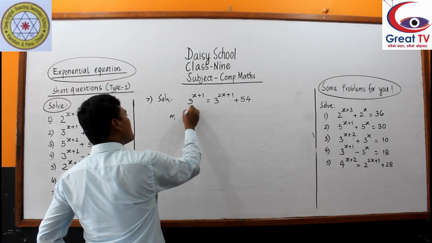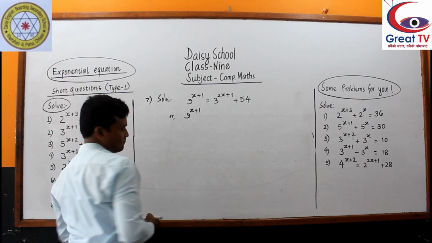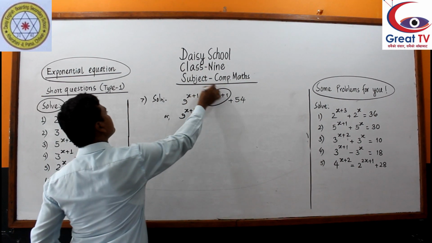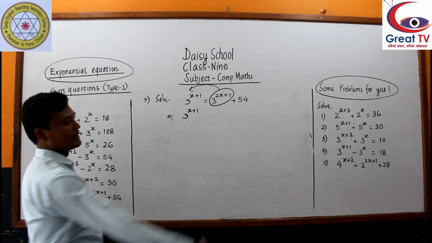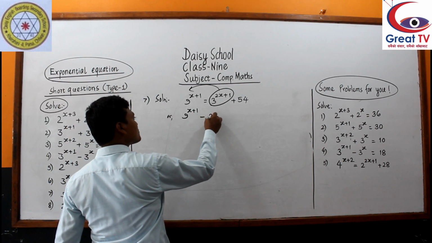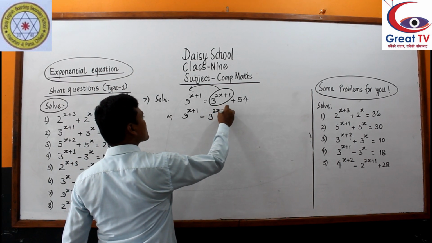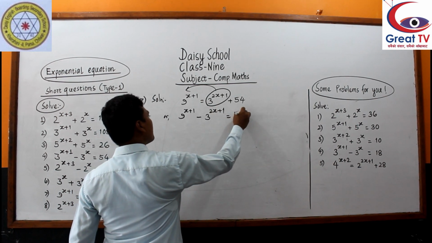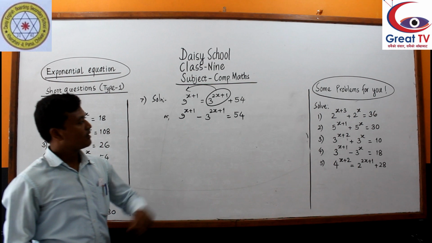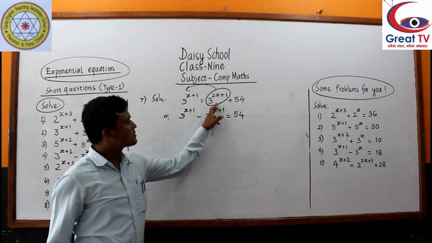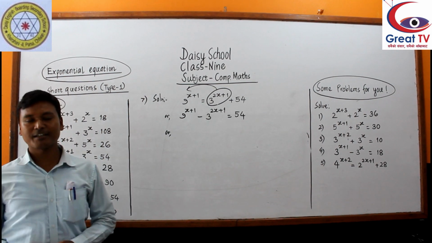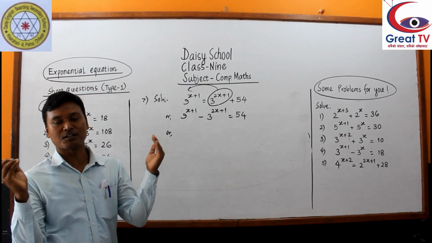Okay, 9 to the power x plus 1. First take this item on the left side. On the left side, it becomes minus 3 to the power 2x plus 1. Then the sign of equality remains over here, with 54 on the right. I transfer this term to the left side. Then after this, let us try to make all bases equal.